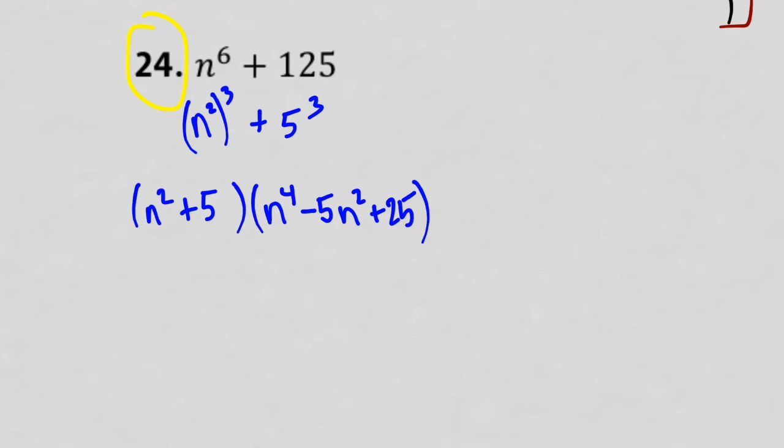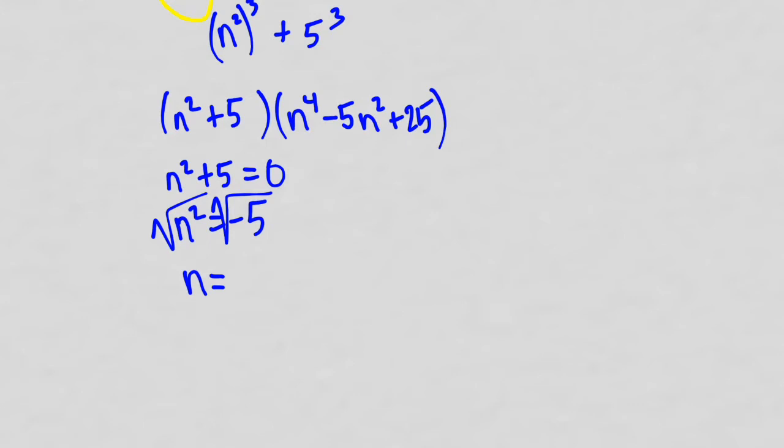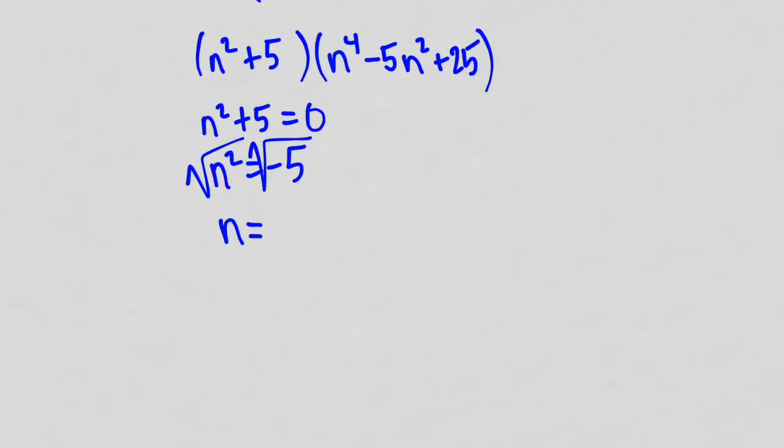N squared plus 5, what I'm going to do with it is set it equal to 0. Subtract the 5, and I get n squared equals negative 5, right? And then take the square root of both sides. So I can solve that one. Now you might say no because it's negative, but now we know that we can actually solve it even if it has a negative inside, because that's just i.